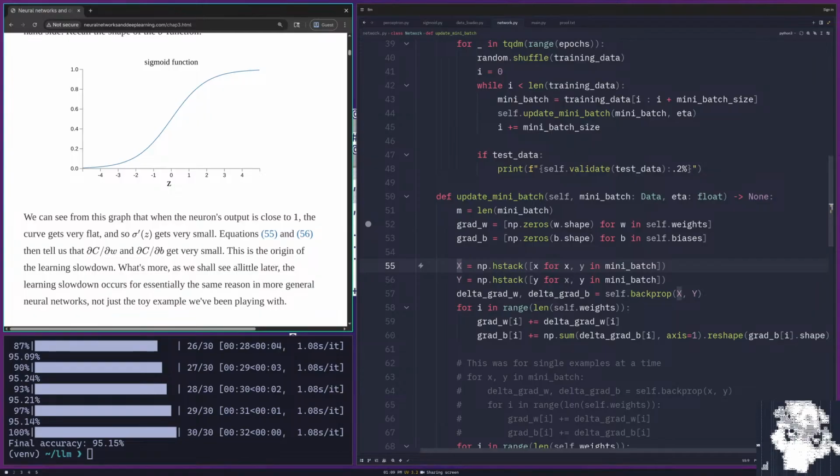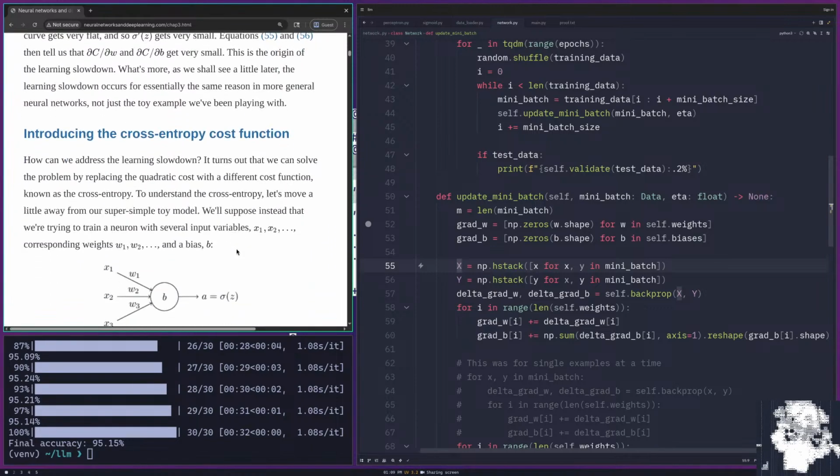What's more, as we shall see a little later, the learning slowdown occurs for essentially the same reason in more general neural networks, not just the toy example we've been playing with.